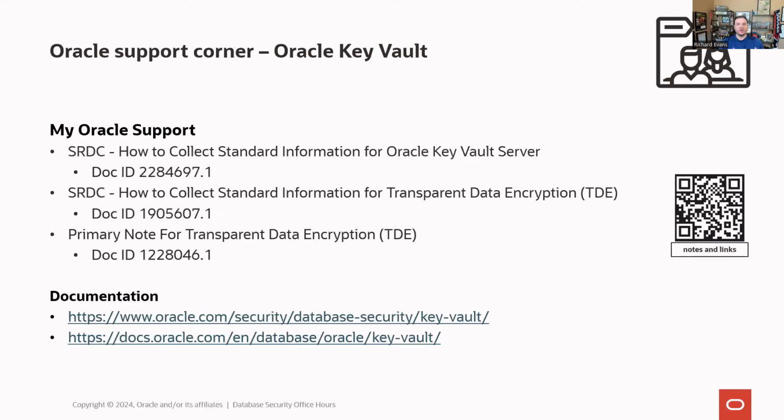So this will help your support engineer understand what your configuration is, what settings might be there, what parameters are available, what the environment looks like, so they can help troubleshoot and get you to a resolution, hopefully a little bit faster there. The third is a primary ID for transparent data encryption. It tries to centralize the related My Oracle Support notes for TDE. But again, if you can, the documentation should be your starting point, whether it's Key Vault or transparent data encryption or any of the other Oracle products.